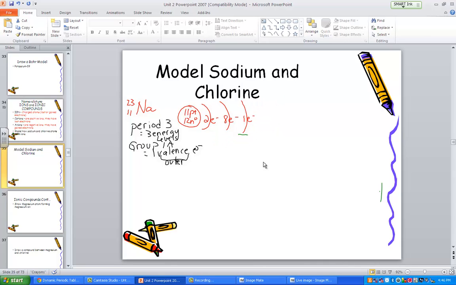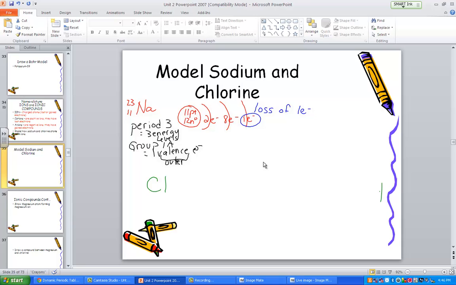Well, I agree with you. It's easier to lose 1 electron. And that's exactly what sodium will do. It wants to lose this electron. Where would it go? Well, suppose there's another element, like chlorine.